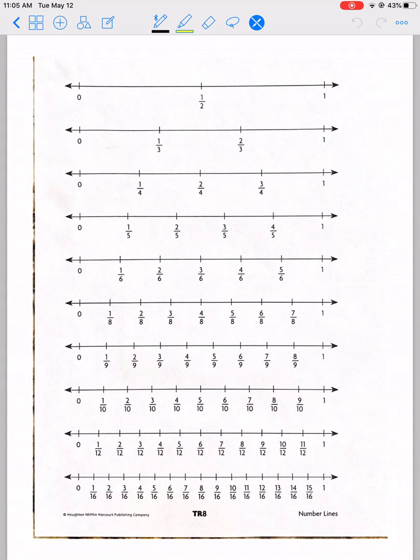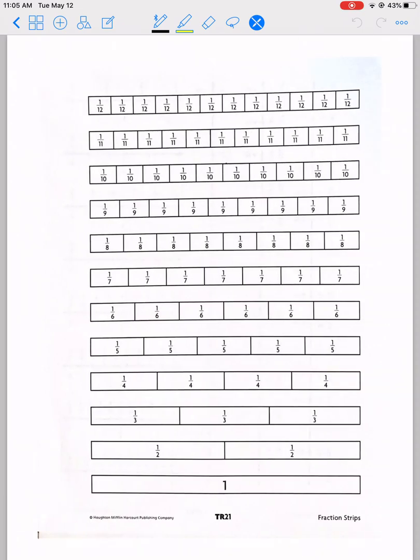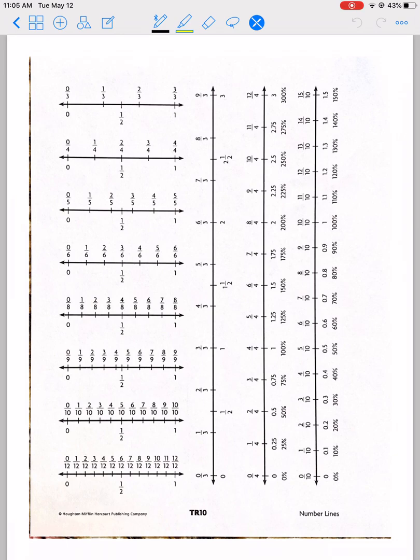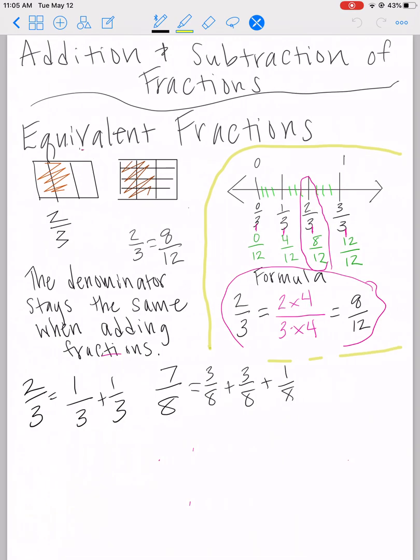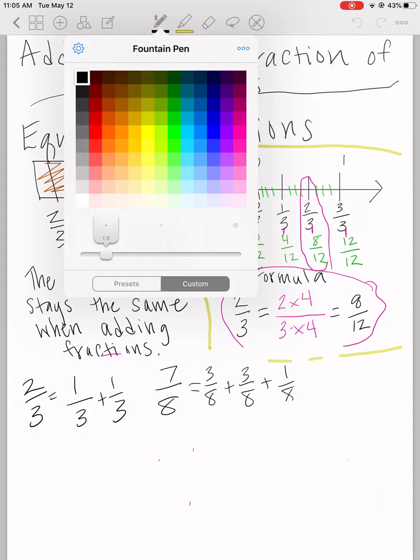This looks familiar, right? Because in our Google Classroom, in the math classroom, I gave you this as a resource where you can print it at home if you have that ability. And this is your number line resource. This is your fraction strip resource. And this is another number line resource. Okay, let's go ahead and get started. Addition and subtraction of fractions. Let me get a different color here so you can see what I'm doing.